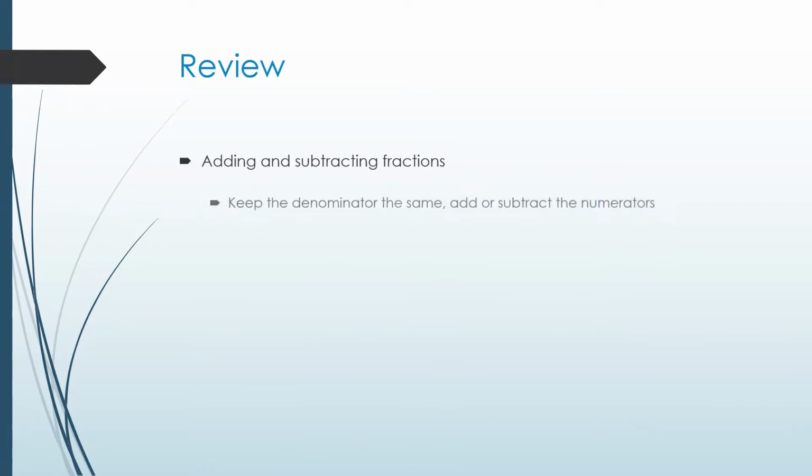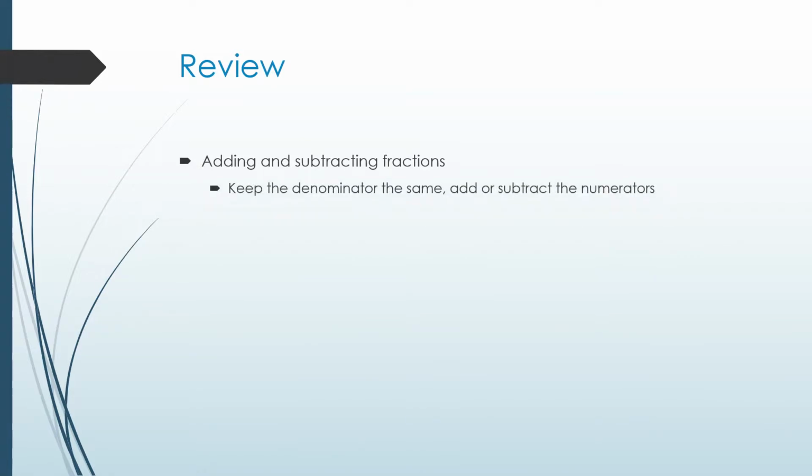Some review from Lesson 9. Remember, we talked about adding and subtracting fractions with common denominators. You're going to leave the denominator the same, and you're going to add or subtract the numerators, only the top numbers. When we multiply fractions, we simply multiply straight across, numerator times numerator, denominator times denominator.